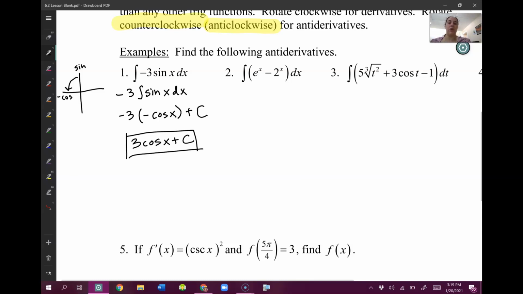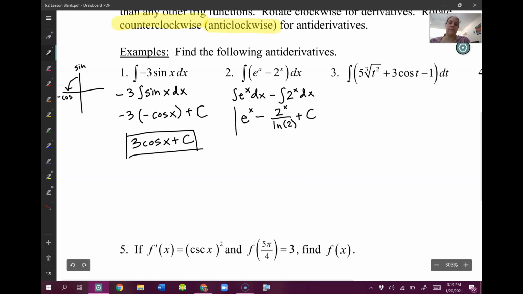Let's try number 2. We're going to start by separating this like that, just like we learned in the last lesson. Now, if you look at your integral rules, the integral of e to the x is itself because the derivative of e to the x is itself. So that's just going to be e to the x minus, the integral of 2 to the x is going to be 2 to the x divided by ln of 2, of whatever the base is, plus our constant of integration.